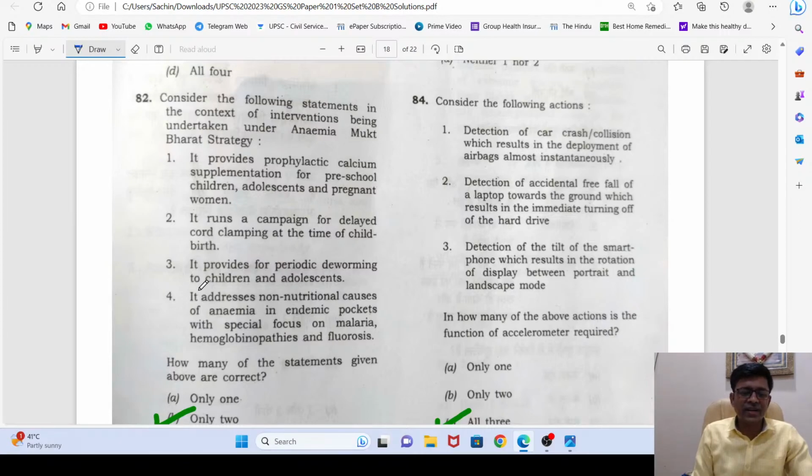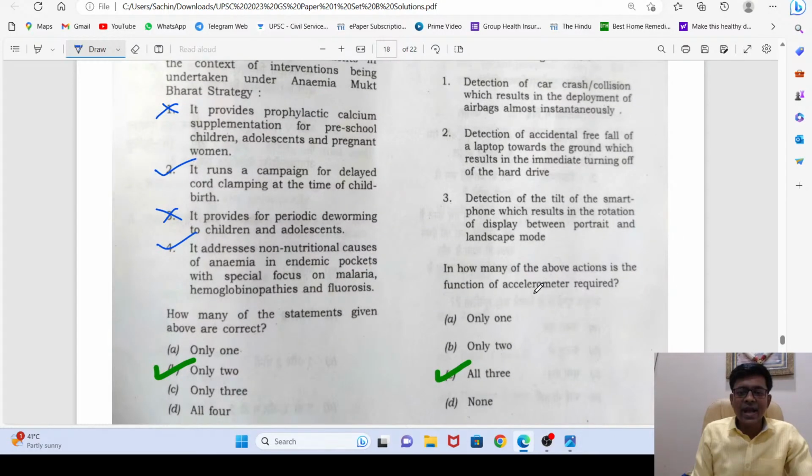Anemia Mukta Bharat strategy, only two statements are correct. Which are those two statements? Second is correct. Here instead of calcium it should be iron and folic acid. That's why first is wrong. Third is incorrect and fourth is correct. That's why only two. Come to question number 84.